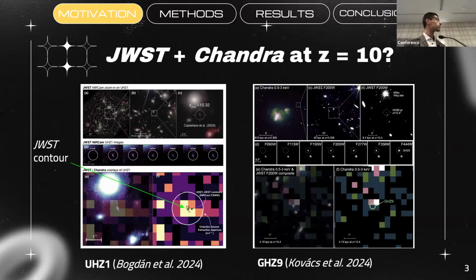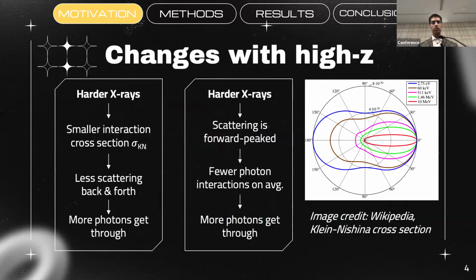So what about high redshift here? You've seen these figures already: UHC1 and GHC9 have been detected at redshift 10. The important thing to note here is that at redshift 10, the X-rays that we are observing are in the rest frame at much higher energies. For UHC1 on the left, it's roughly 22 to 79 keV rest frame, and for GHC9, it's 5 to 30 keV, at least the counts that have been observed. So we want to think a little more about what changes when we're up at high redshift and at these harder X-rays. There are two main changes.